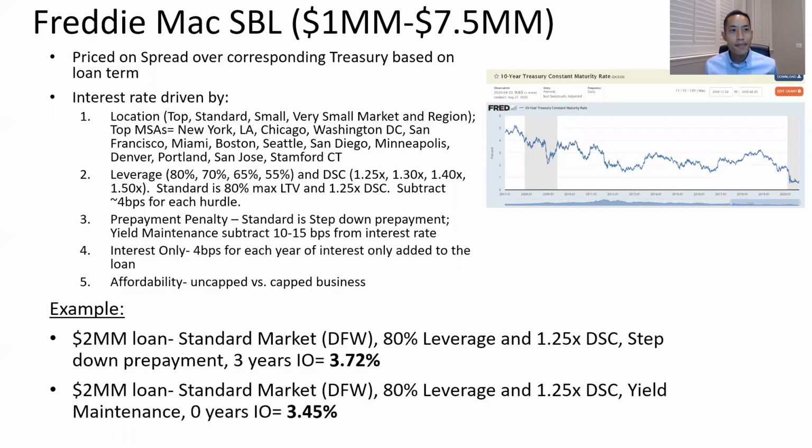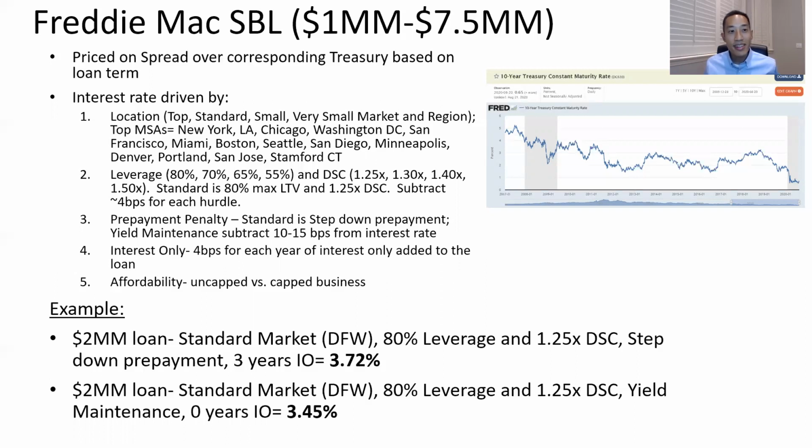And then the next thing, after you tell me the location of the property, so that's based on address and the county that it's in. And then we're going to look at your leverage, right? So it's going to start at 80%, then go 70%, and down to 55%. And then correspondingly, debt service. For each one of those hurdles, you start at 80%, 125 debt service. Each time you go down, you subtract about 4 basis points for each hurdle.